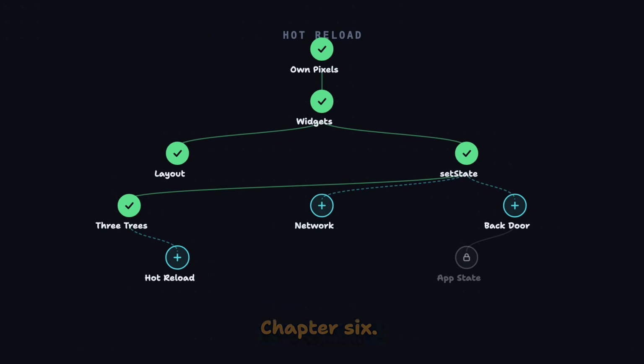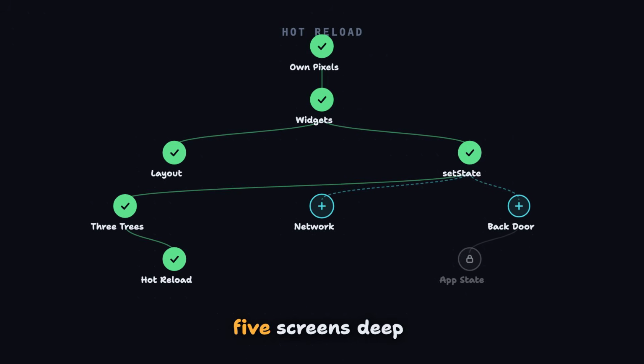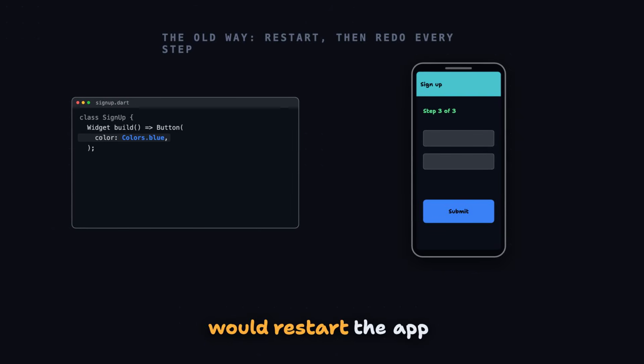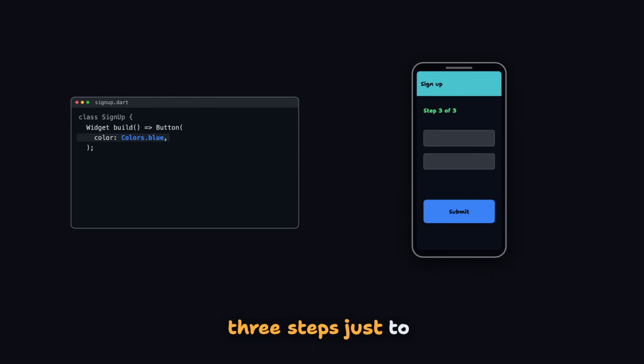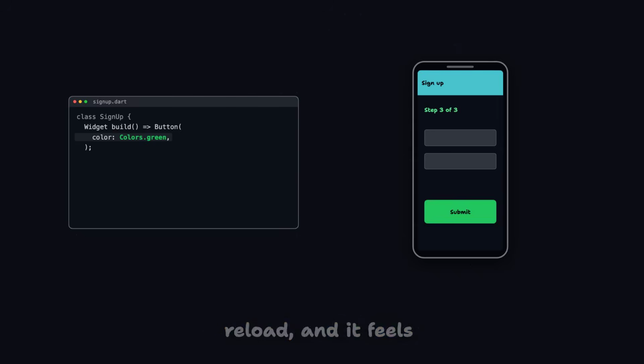Chapter 6. Maya needs to nudge one button color, and that button lives 5 screens deep behind a login and a slow 3-step form. In most toolkits, she would restart the app and log back in and click through all 3 steps just to see one shade. Instead, she just saves the file, and in under a second, the new color appears while she never leaves the screen.